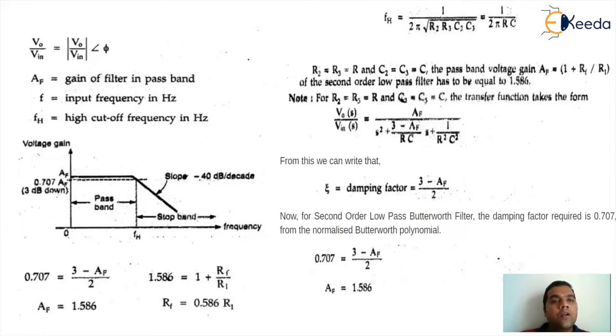Now for the magnitude of VO by Vin at angle phi, that becomes your function. In the S domain, VO by Vin of S can be defined as AF divided by S square plus (3 minus AF) by RC into S plus 1 upon R square C square. This equation was derived assuming that all resistances and the capacitances of the filter component section are the same, or you can say matched values.